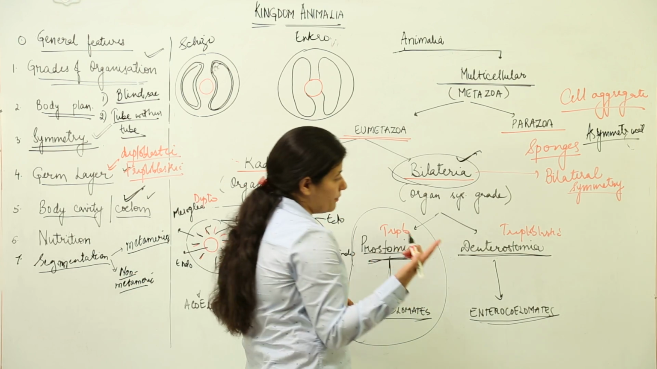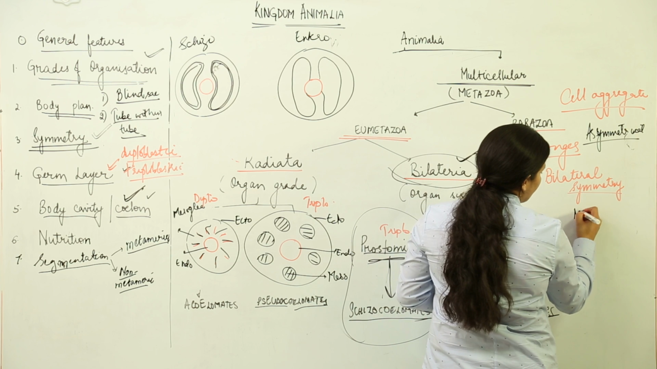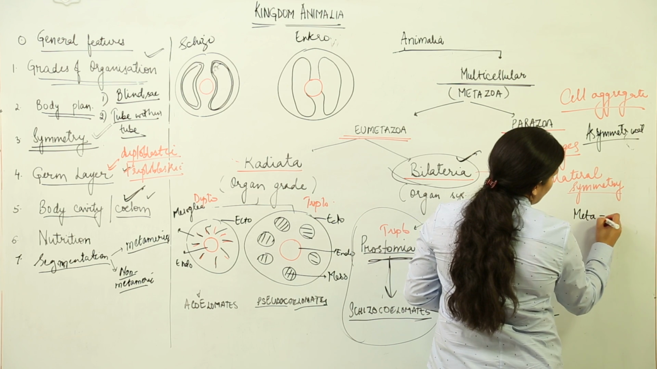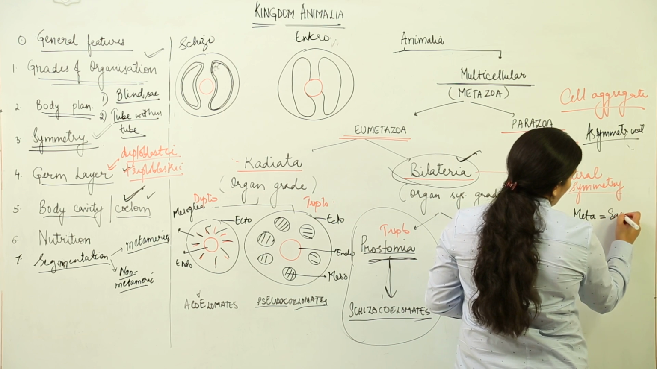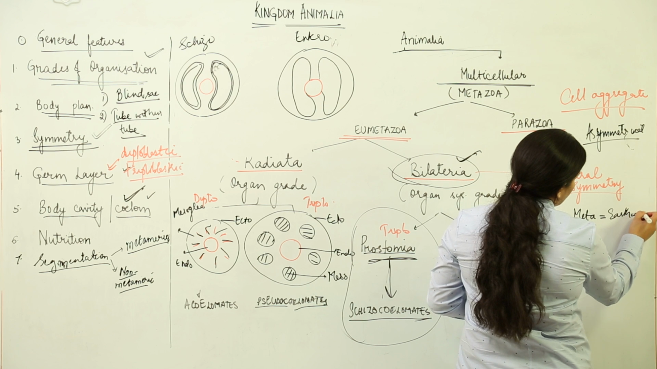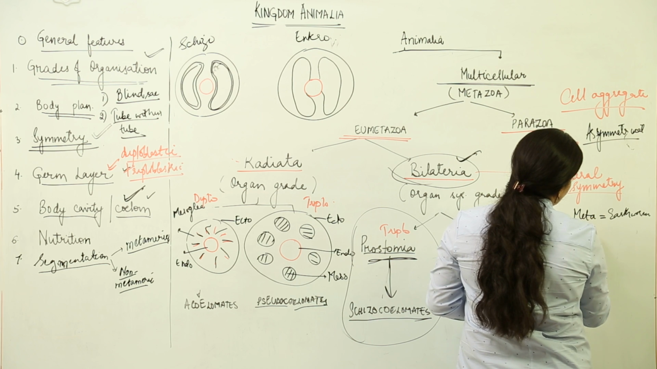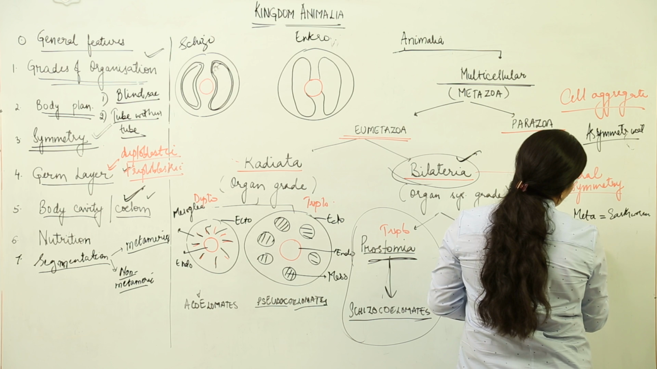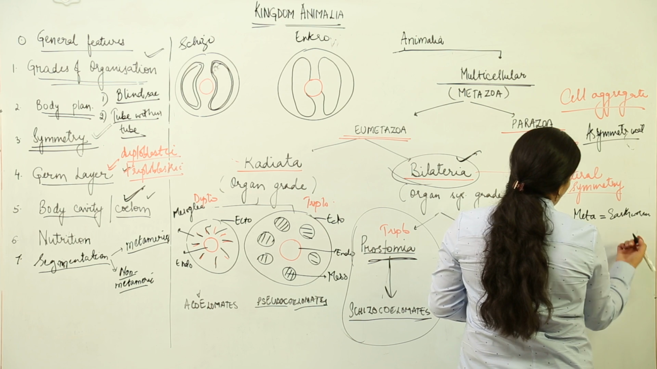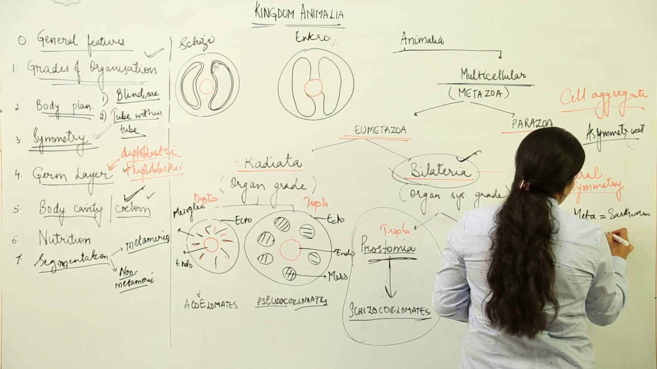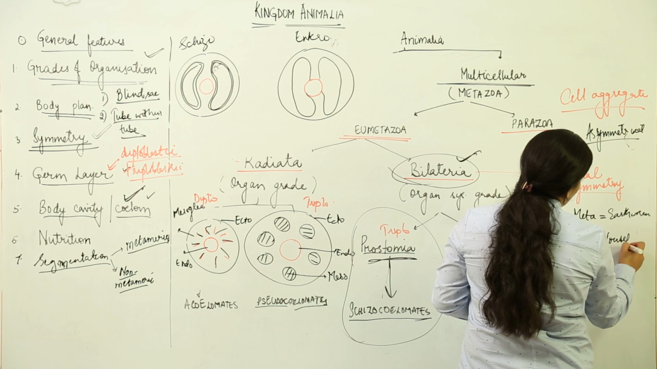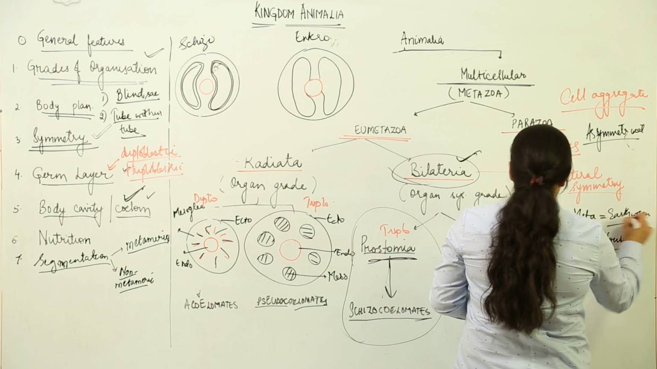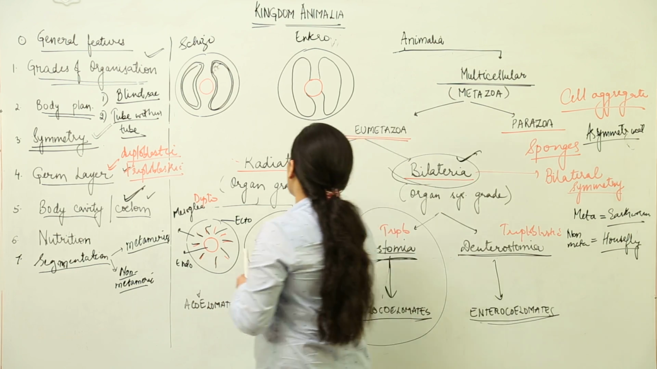I would give you an example of metameric. When we say metameric segmentation, we take the example of earthworm, and when we say non-metameric segmentation, there is segmentation, and we take the example of any arthropod, say a housefly or a cockroach. So we have segmentation in the body.